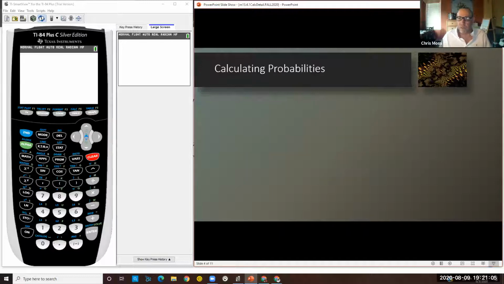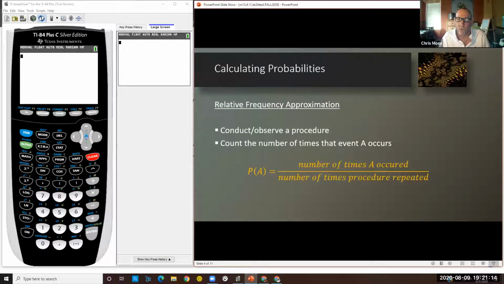So let's talk about how we calculate probabilities. At this stage, there's really only two ways of going about it. They both involve counting of some sort. I like to introduce the relative frequency approximation or method first. Basically, what we will do is we'll conduct or repeat a procedure any number of times. We'll take a look at a particularly well-defined event A and count up the number of times that particular event A occurs. The probability that A occurs in the given number of procedures that we do is a simple fraction. The number of times A occurs appears in the numerator. We divide that by the total number of times the procedure is repeated.